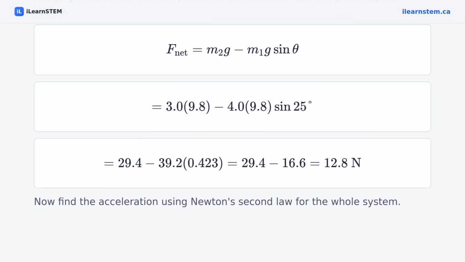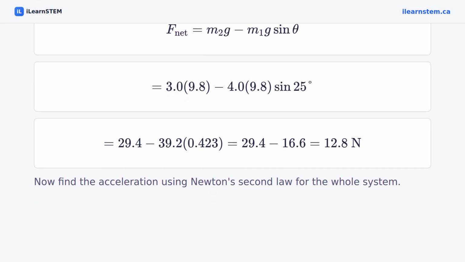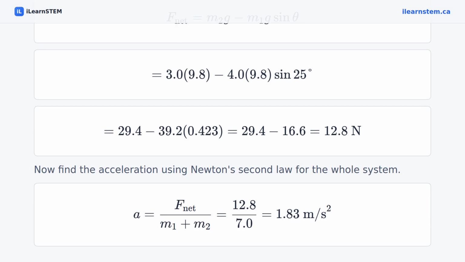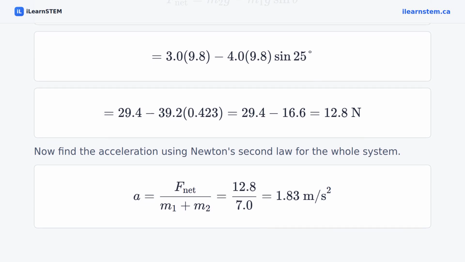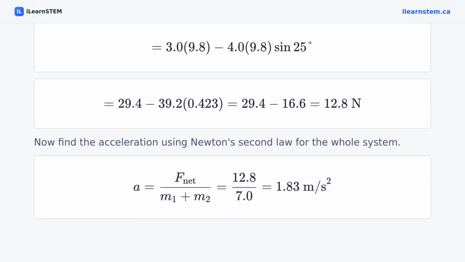Now find the acceleration using Newton's second law for the whole system. Acceleration equals net force divided by total mass, 12.8 divided by 7.0, which is 1.83 meters per second squared.